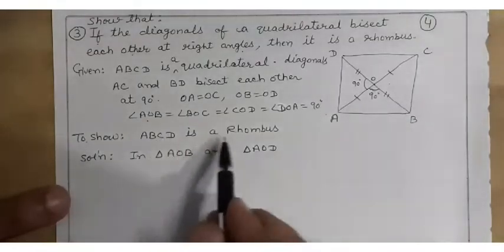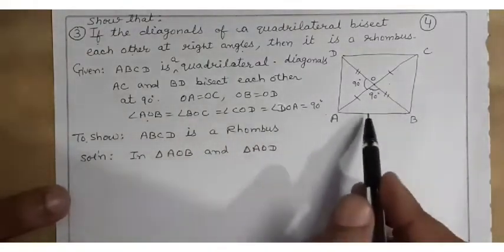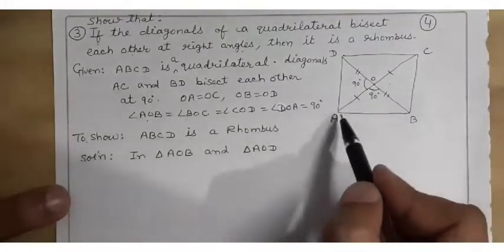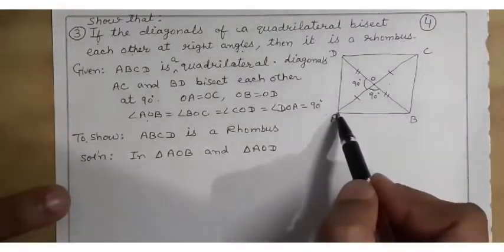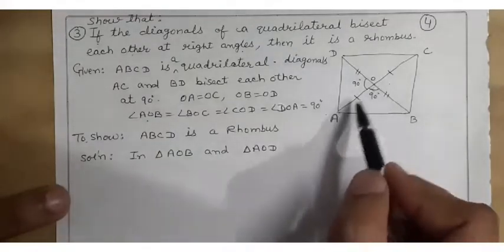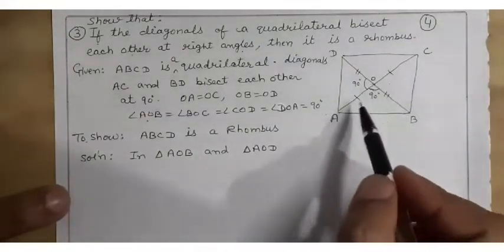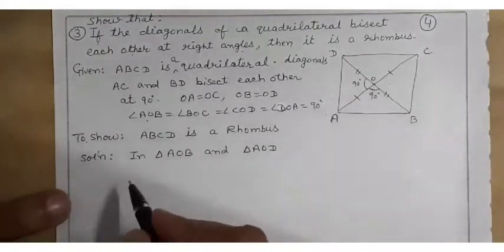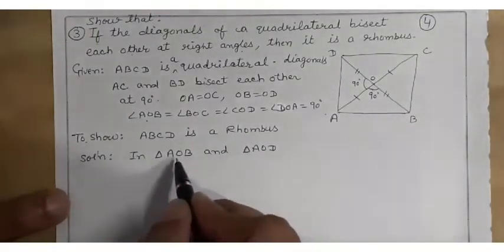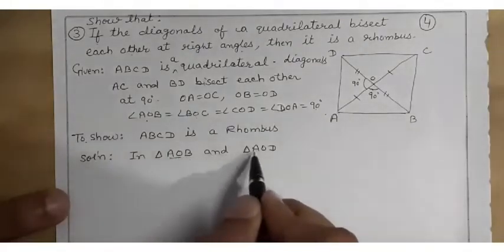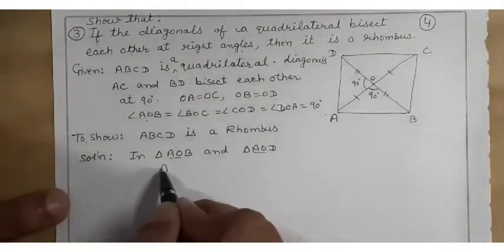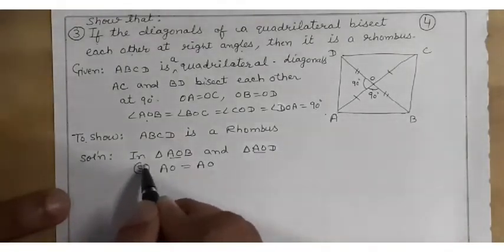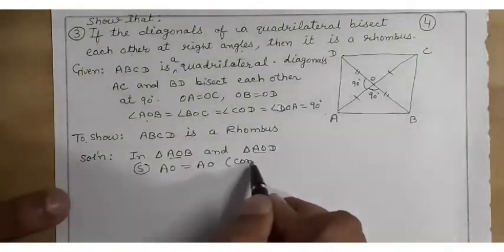What do you have to show? ABCD is a rhombus. It means you have to show all sides should be equal. Now I am going to show this. For that, I am taking two triangles, AOB and AOD. First, it is very clear, AO equal to AO. This is your side, no? I can say common side.